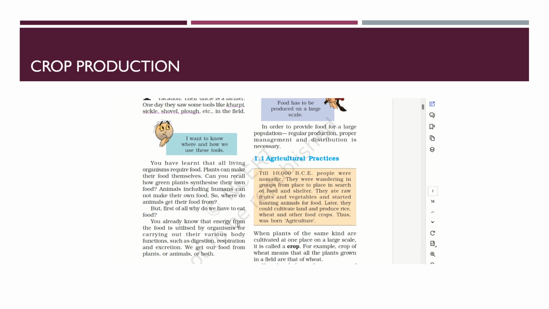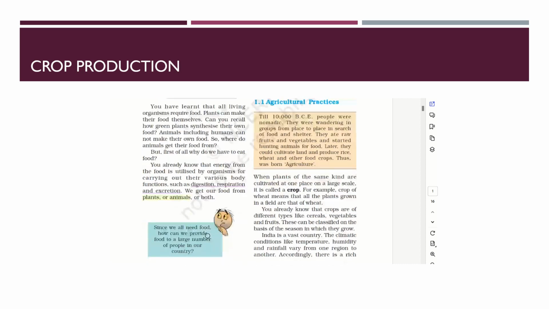We know that we need food, and food gives us energy. For that energy, there are several processes going on in our body, that is digestion, respiration, excretion and all. These are all the processes which take place in our body, right? So we need to take food, and for that we need to produce crops. We get our food from plants or animals. If we are vegetarian, we take food from plants, and if we are non-vegetarian, we take from animals also, or both.